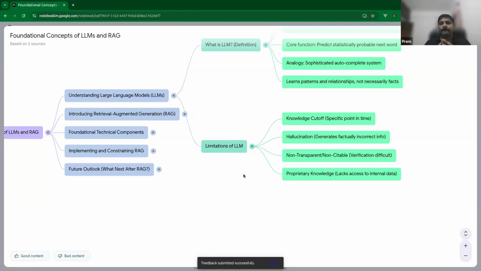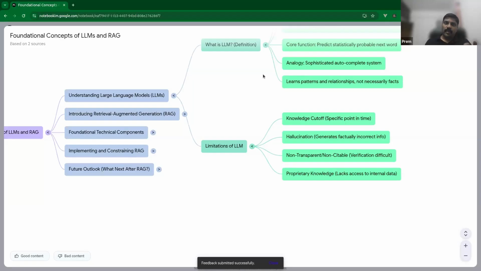And definitely it cannot answer based on proprietary knowledge. What is proprietary knowledge? Anything that is specific and internal to the company, which is not available in the public domain. That is called proprietary knowledge. It cannot answer that. So these are the main limitations, and this is what we are trying to address through RAG.